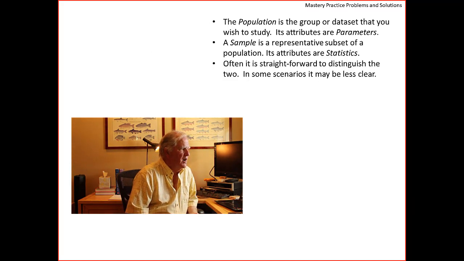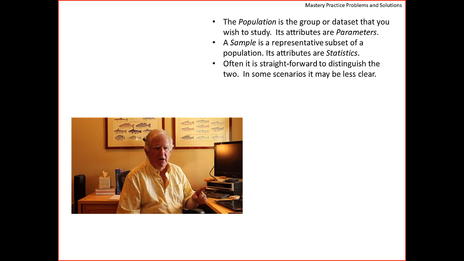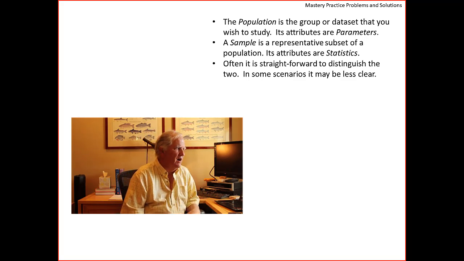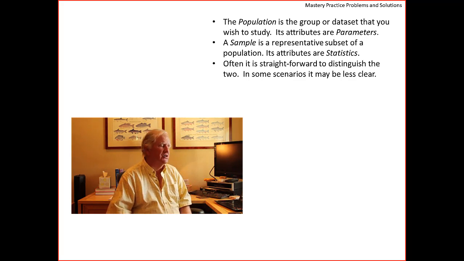Again, we're talking about populations versus samples, parameters versus statistics. And on this first chart are the basic definitions. The population is the group or the data set that you wish to study. It has attributes, features, characteristics. Those are called parameters. So it's population parameters. Often we study these populations by pulling out what we hope is a representative sample, just a subset. Its attributes are called statistics.